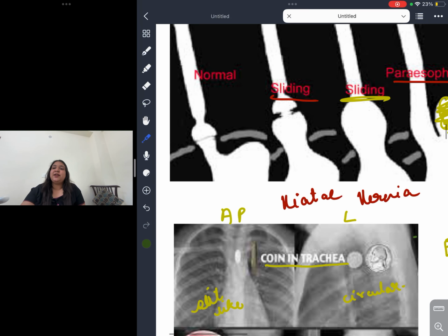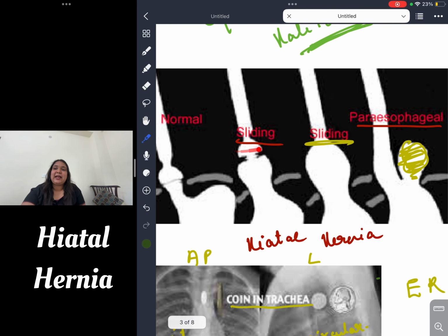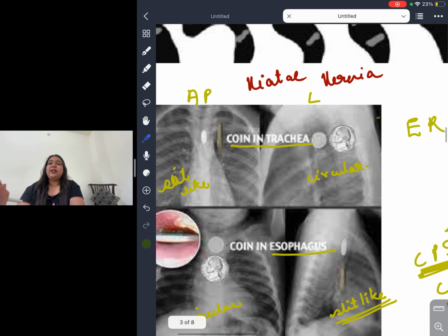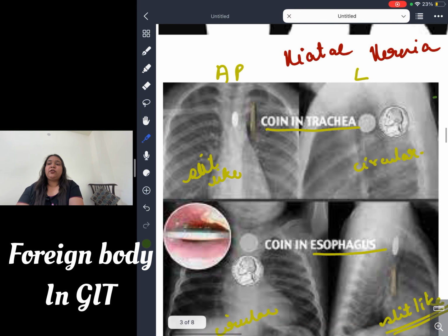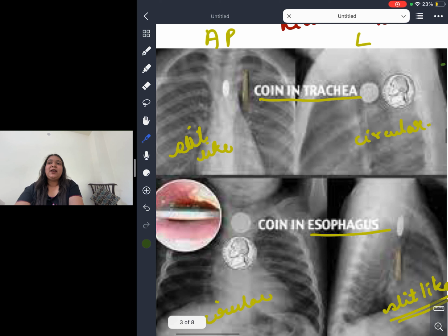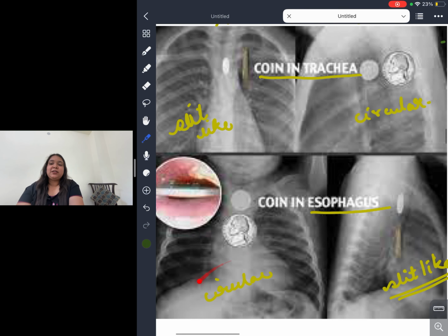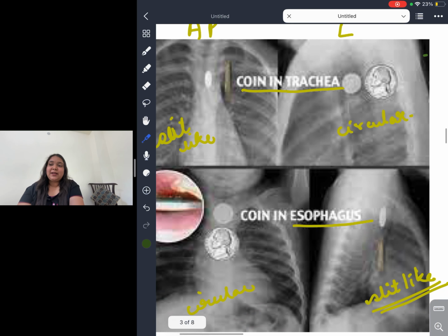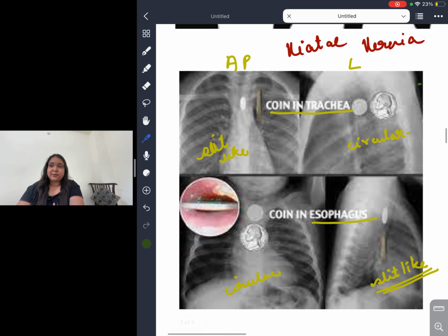Now this image is an image of hiatal hernia. We have sliding, we have rolling, and sliding and rolling, also called paraesophageal hiatal hernia. Now this is an image of a foreign body in your trachea and in esophagus. In trachea, in the anterior-posterior view, you have a slit-like appearance, and in esophagus, you have circular. In lateral view, in trachea, you have a circular appearance, and in esophagus, you have a slit-like appearance.